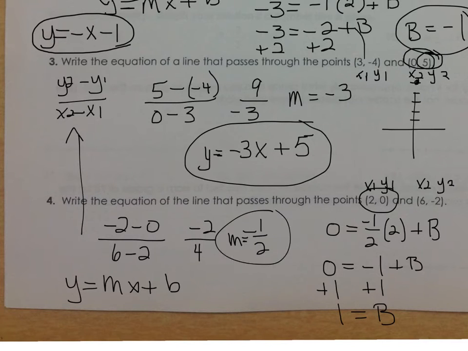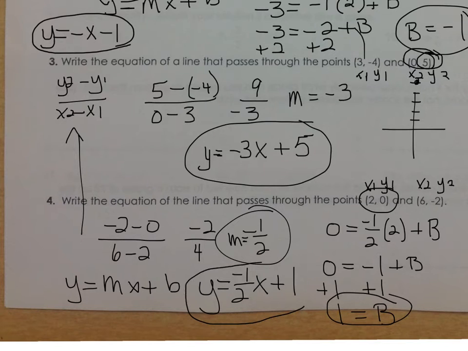Now I have my two pieces of information, my slope and my y-intercept. So my equation is going to be y equals negative 1/2 x, and my y-intercept is positive 1. So that would be my answer.